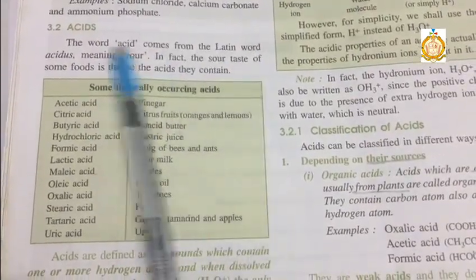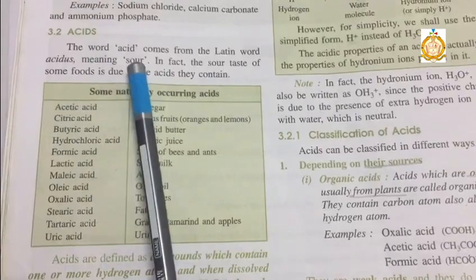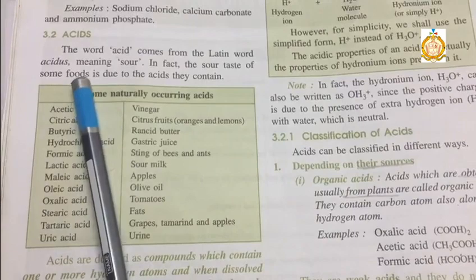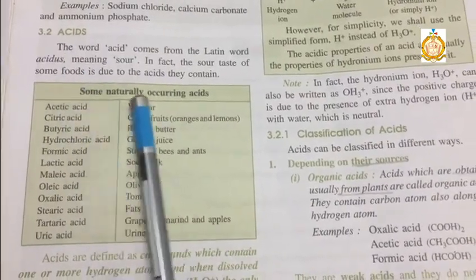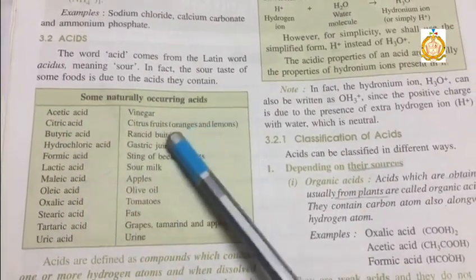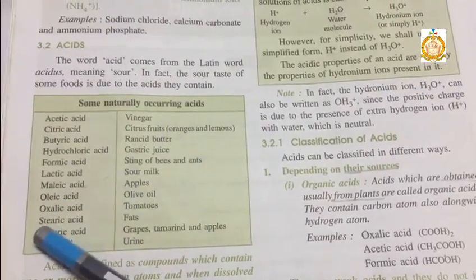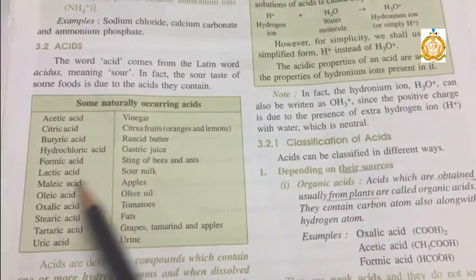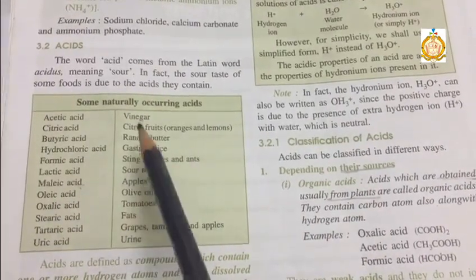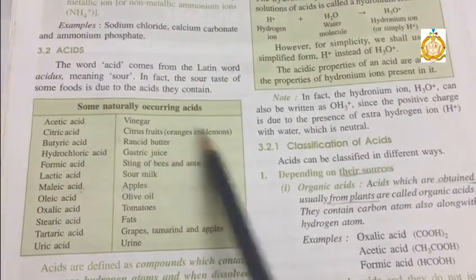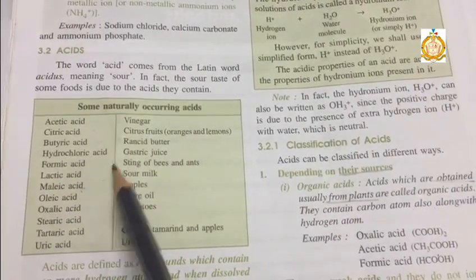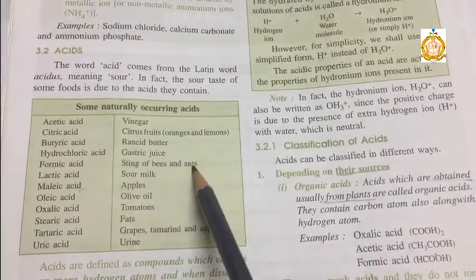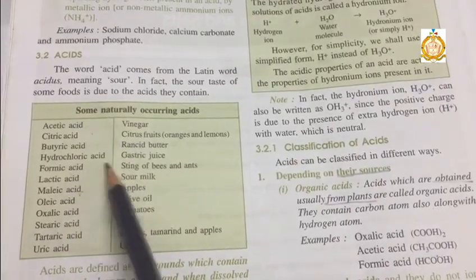Acid comes from the Latin word acidus, which means sour to taste. Some foods also have a sour taste, which means they contain acid. Some naturally occurring acids are given here, with the acid present in each. An important one is that apple contains malic acid. Citrus fruits like orange and lemon contain citric acid. Gastric juice contains hydrochloric acid. The sting of a bee and ants, very important, has formic acid present.